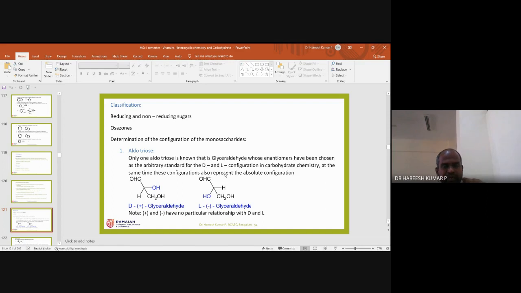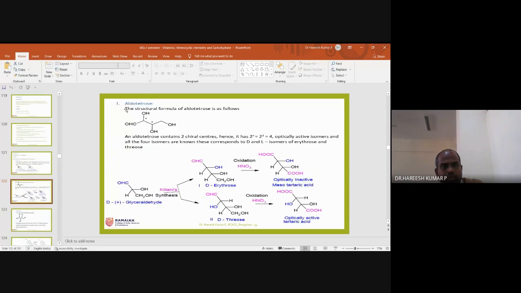Next category means if we are adding one more carbon to the trioses, then what we can say is aldotetroses. Here aldo indicates an aldehyde group, and tetra indicates 4 carbon atoms: 1, 2, 3, 4. And ose indicates it's a carbohydrate. And what you can observe here, this is one optically active compound. This is also one more optically active compound.